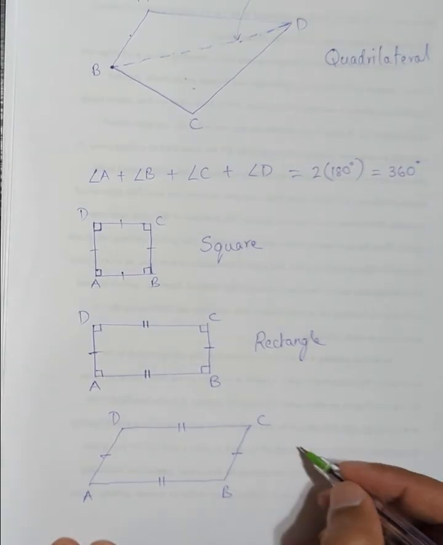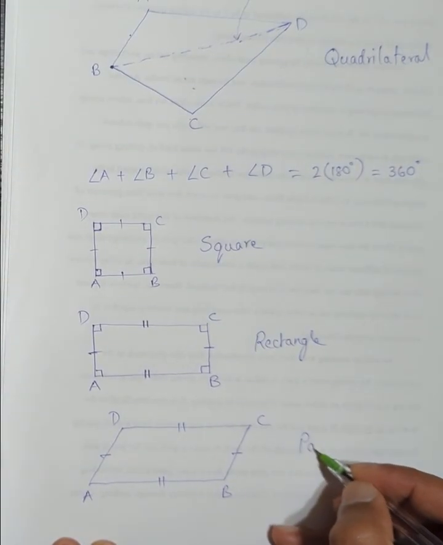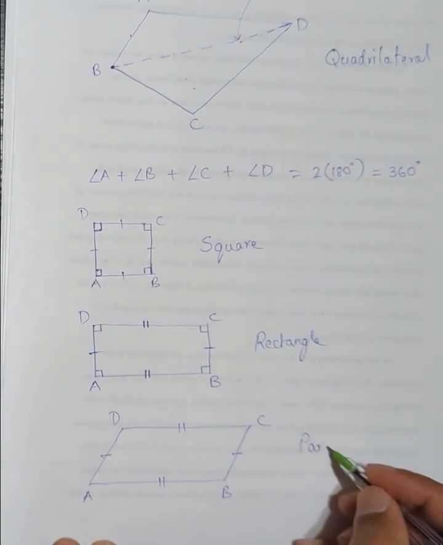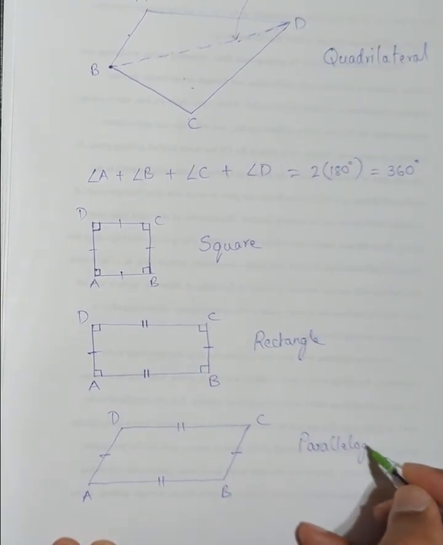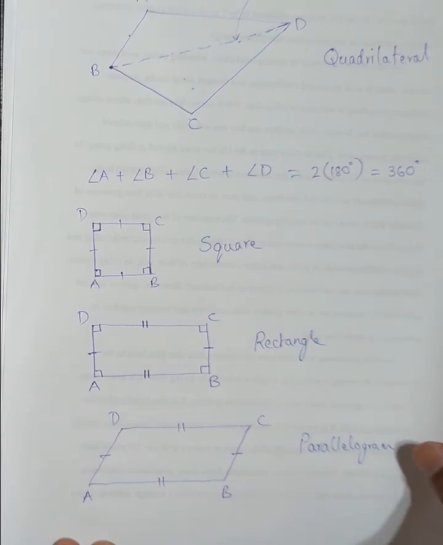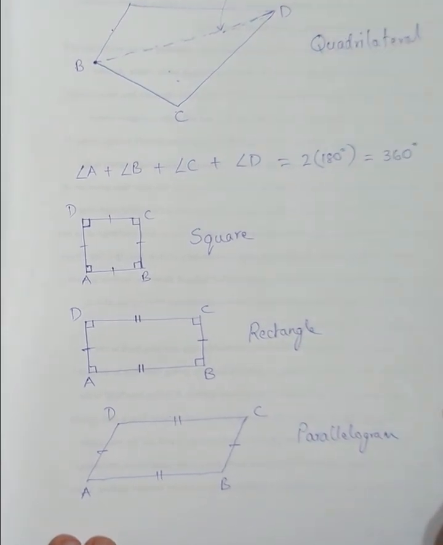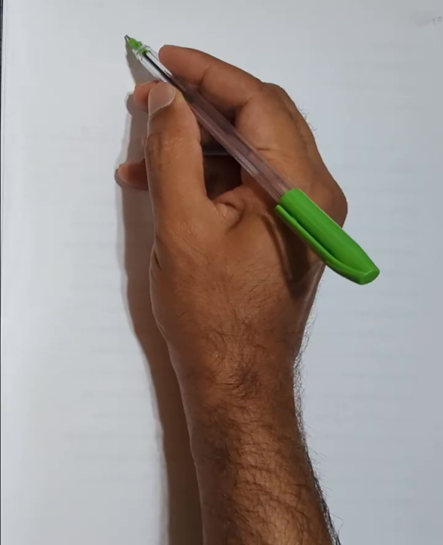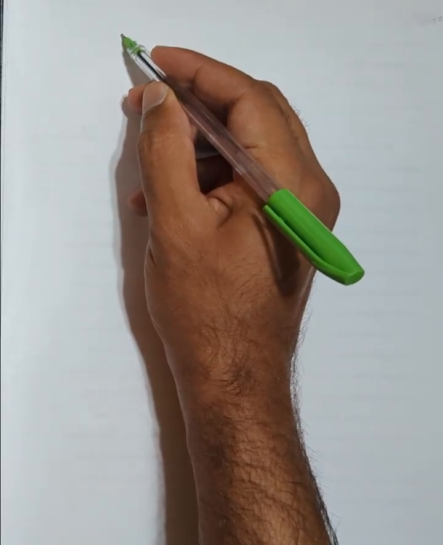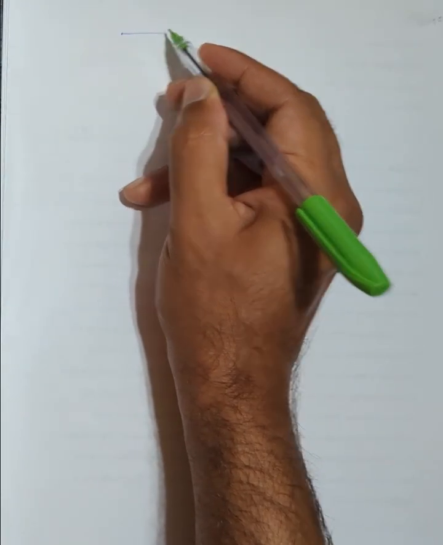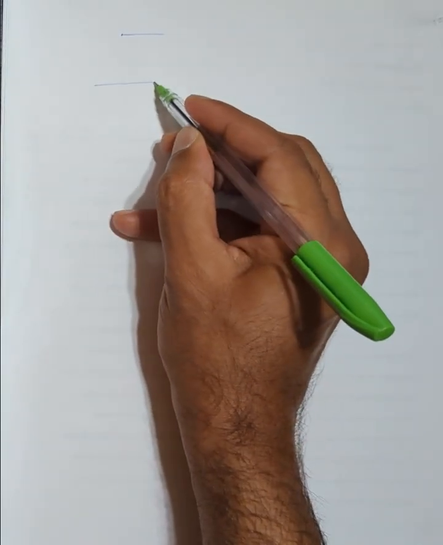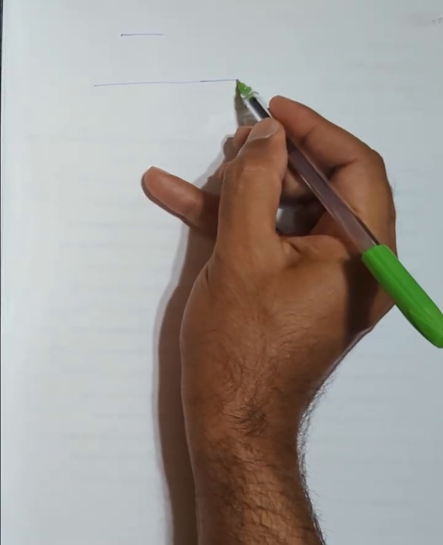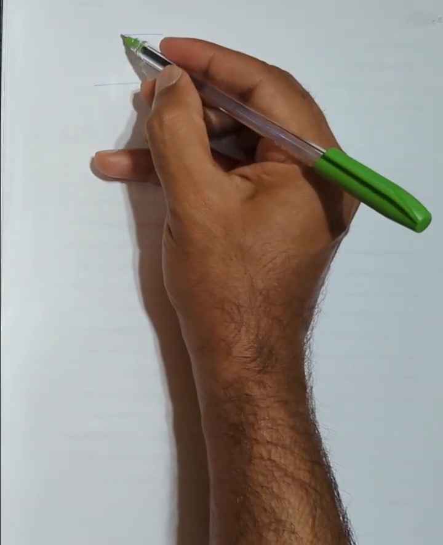And this shape is called a parallelogram. So you have two pairs of parallel sides. So parallelogram. So we drew three shapes: square, rectangle, and a parallelogram. Now let's modify the parallelogram a little bit so that now you don't have equal lengths. So say I have something like that.